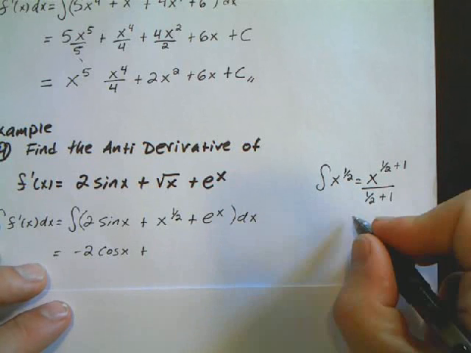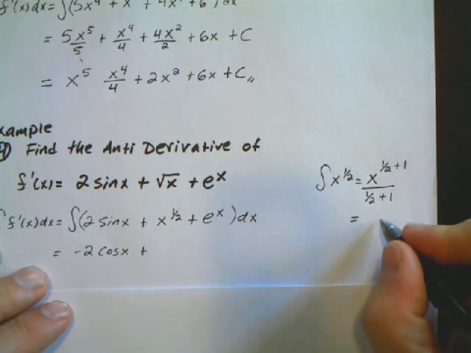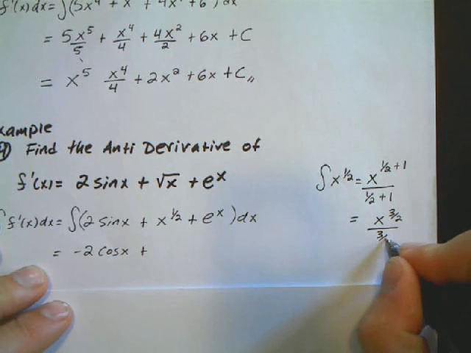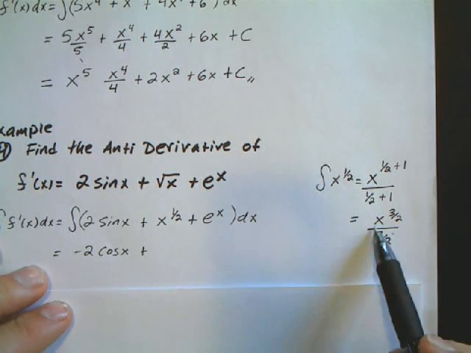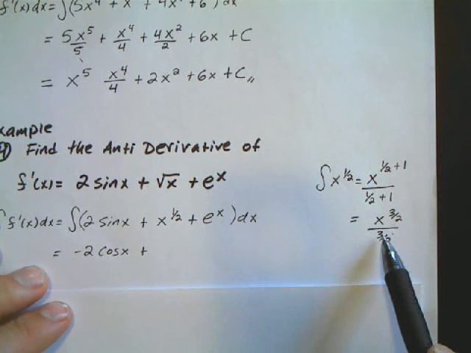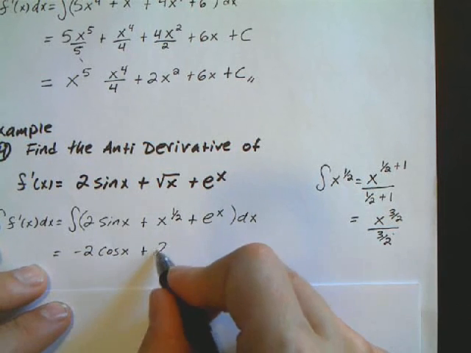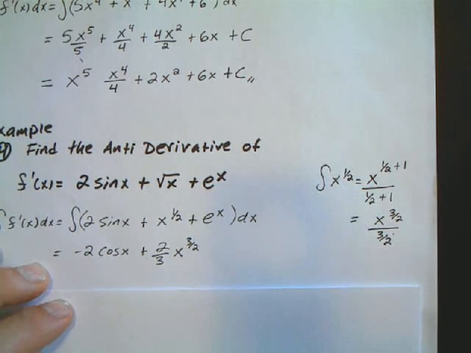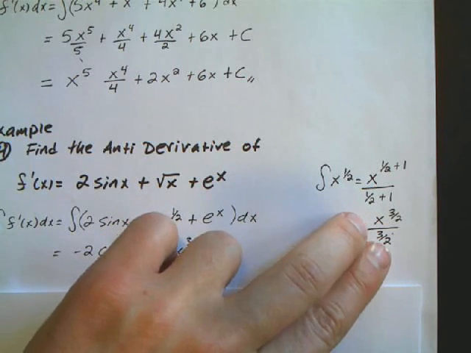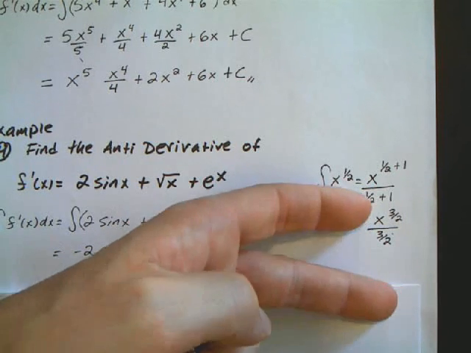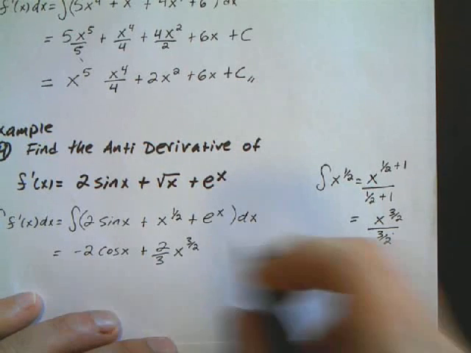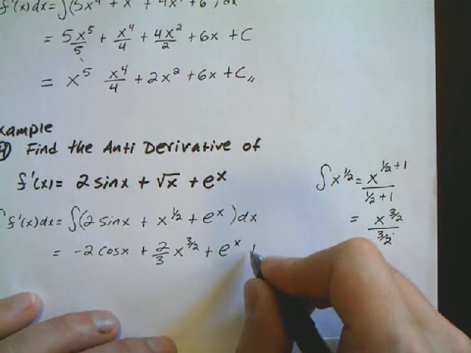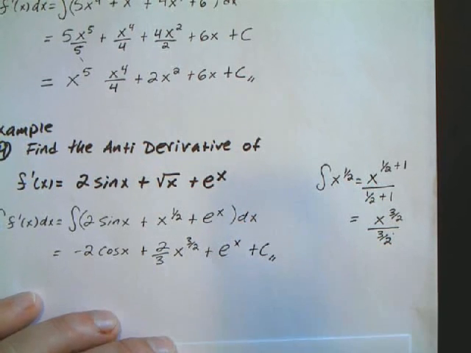And some quick mental math, 1/2 plus 1 is x to the 3 over 2 all over 3 over 2. And whenever you have a fraction in the denominator, you're going to flip it. So now it becomes 2 over 3 x to the 3 over 2. It's kind of like if you have a complex fraction, if you take this 3 over 2 and then it flips, and then it's going to be the antiderivative of e to the x is itself e to the x plus c, and there's your answer.